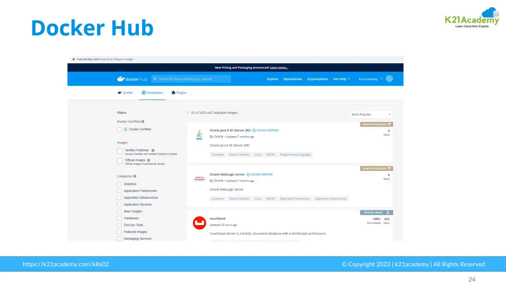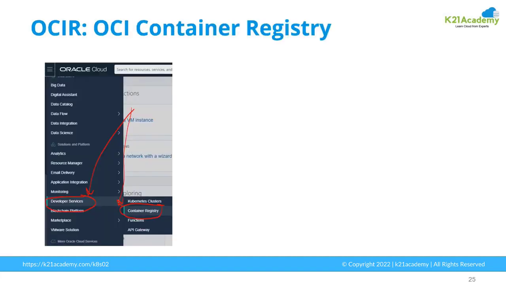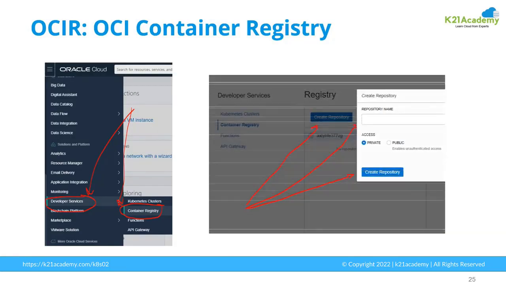And the similar implementation of a container registry or Docker registry on Oracle's cloud is called Oracle Container Registry or OCI Container Registry. And how do you create this container registry on Oracle Cloud? Let me take you to the Oracle Cloud Portal.